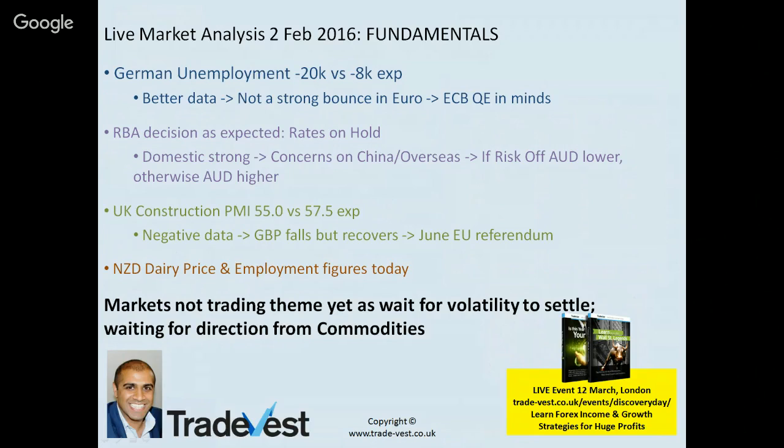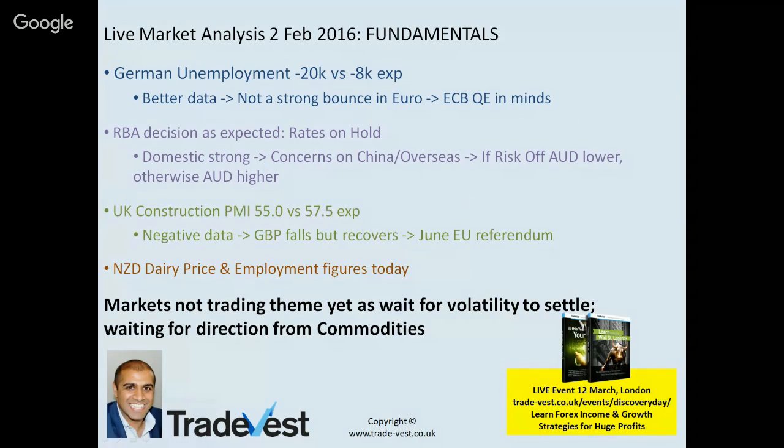However, the pound fell on negative news and it recovered very strongly. And we'll look at the chart in a moment. Maybe because we have the EU referendum coming up in June, that's the date that's been earmarked. So that could be a catalyst for the pound over the next few months.